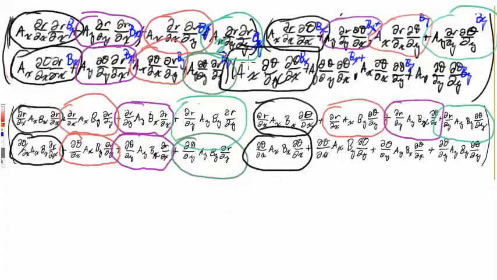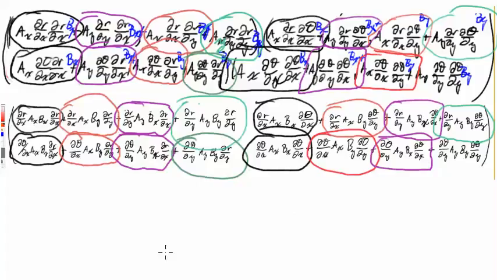A sub x b sub x, a sub x b sub x, del theta del x del theta del x, del theta del x del theta del x. A sub x b sub y, a sub x b sub y, del theta del x del theta del y, del theta del x del theta del y. A sub y b sub x, a sub y b sub x, del theta del y del theta del x, del theta del y del theta del x. A sub y b sub y, a sub y b sub y, del theta del y del theta del y, del theta del y del theta del y. Yes. Okay, so these are the same matrix.